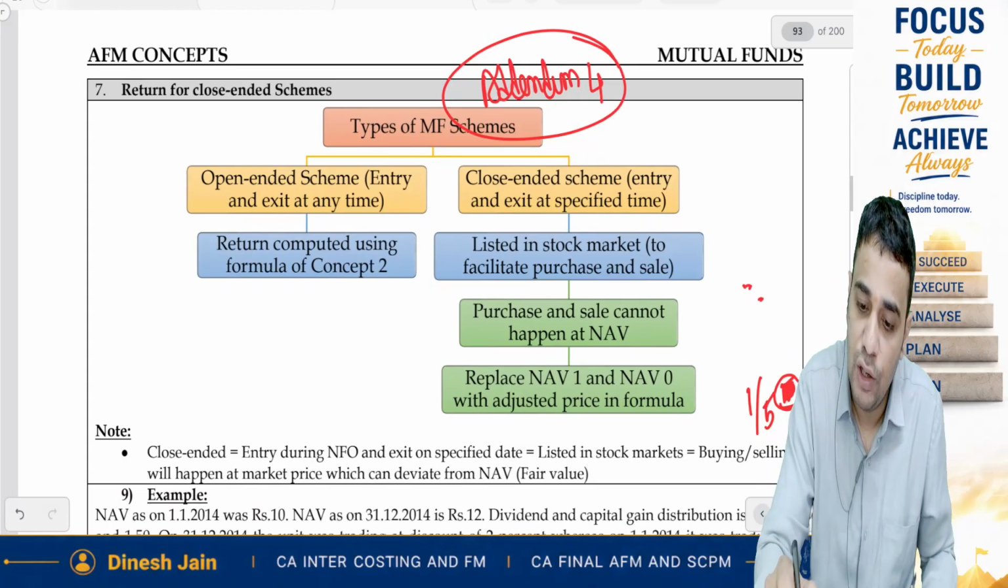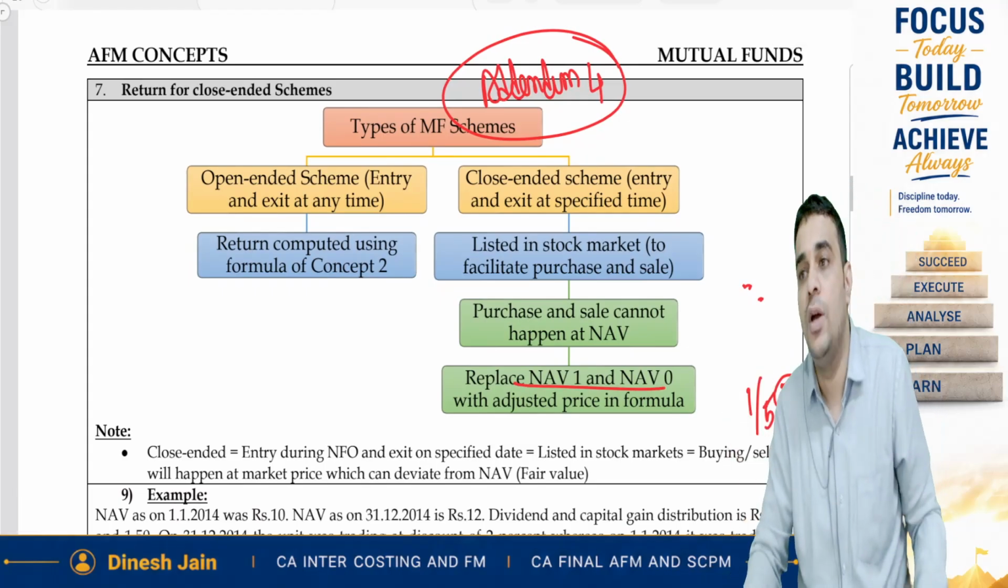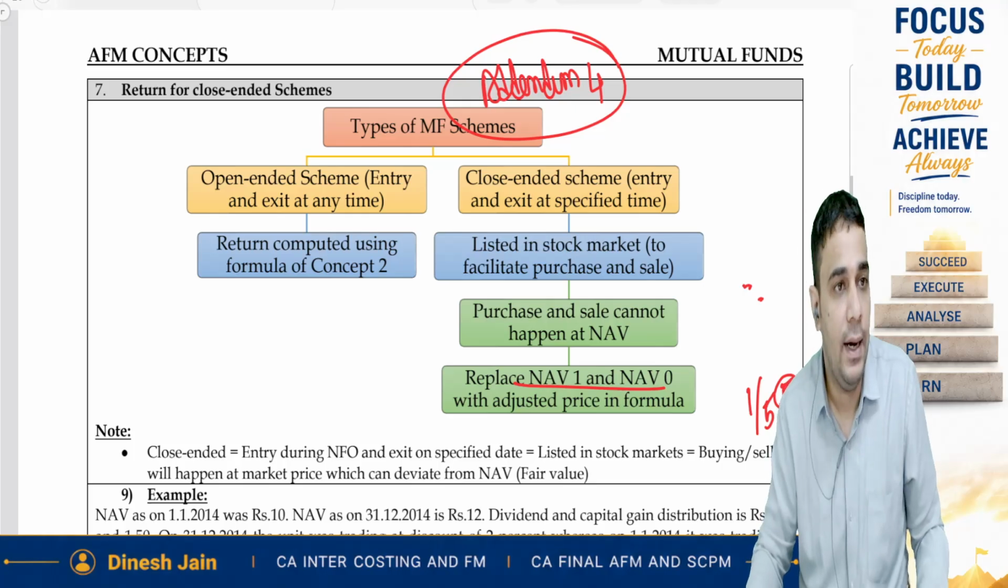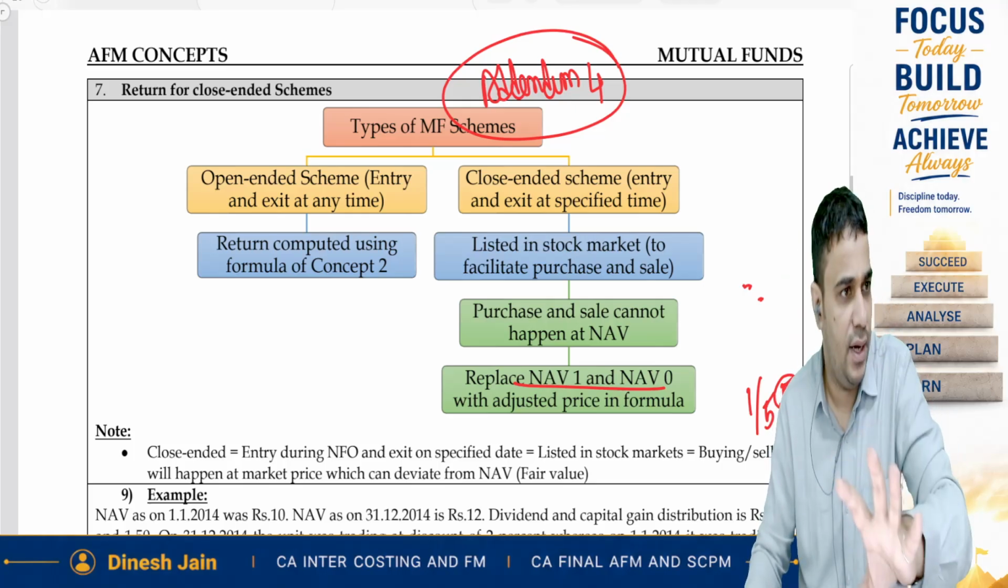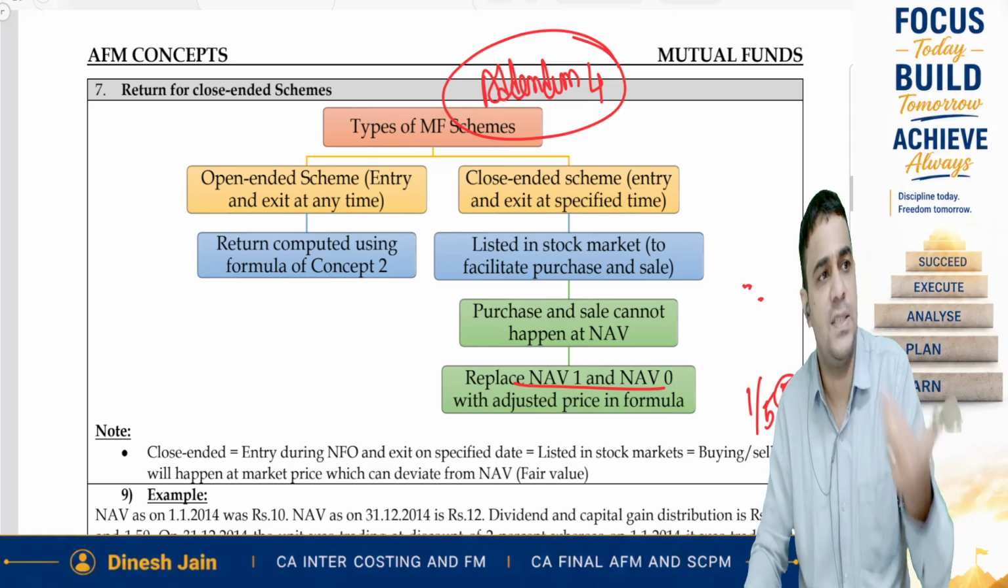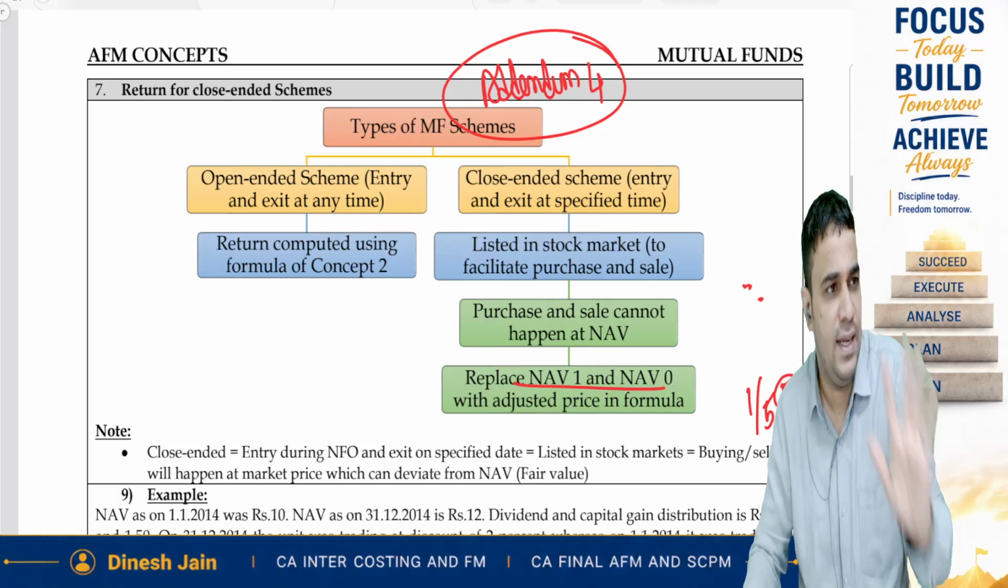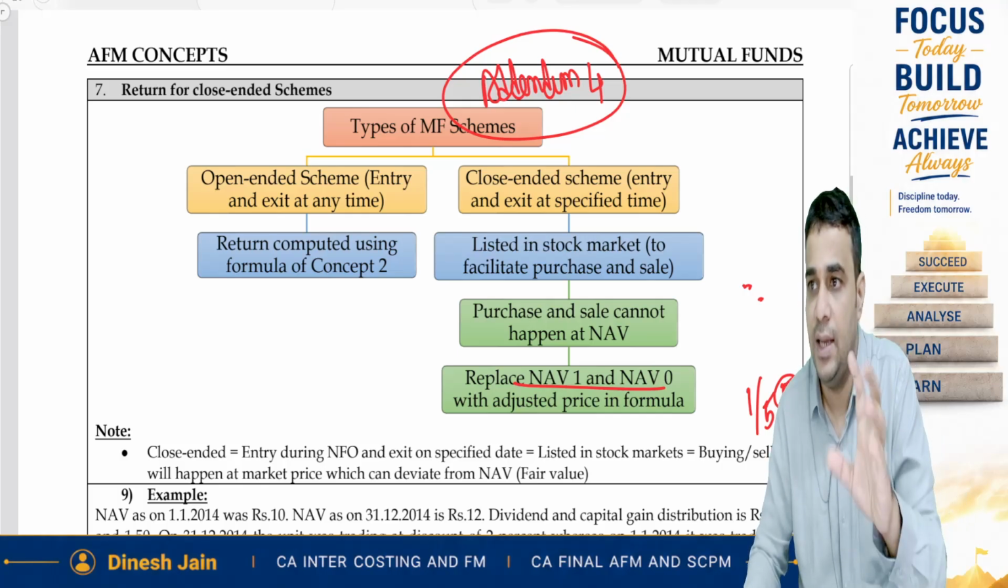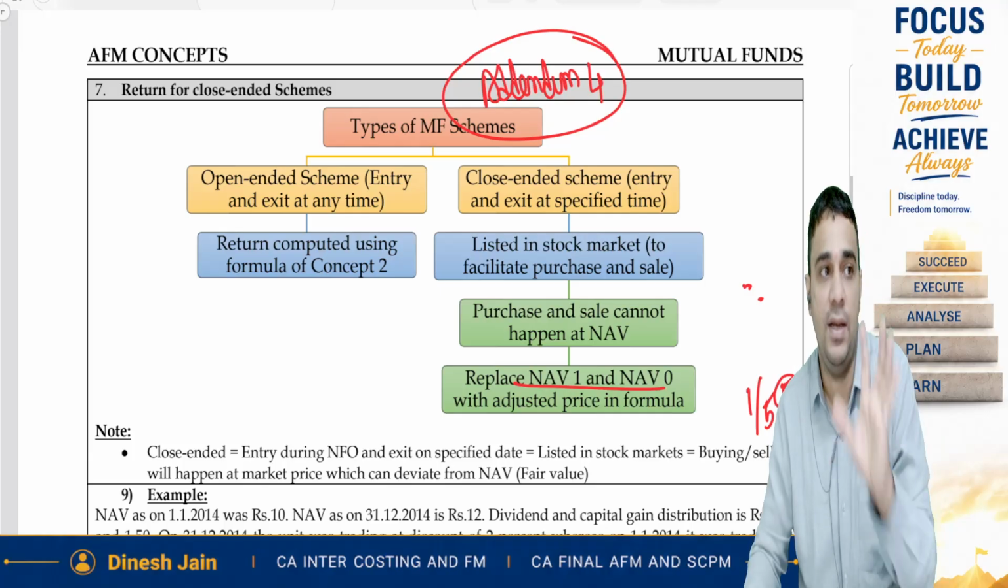The formula is not NAV1, NAV0. The formula is P1 and P0. This can also have a dividend. This can also have a capital gain. And if they allow reinvestment, reinvestment may also happen, but I haven't seen reinvestment and all. But there can be a dividend here also, and there can be a CG1 here also.